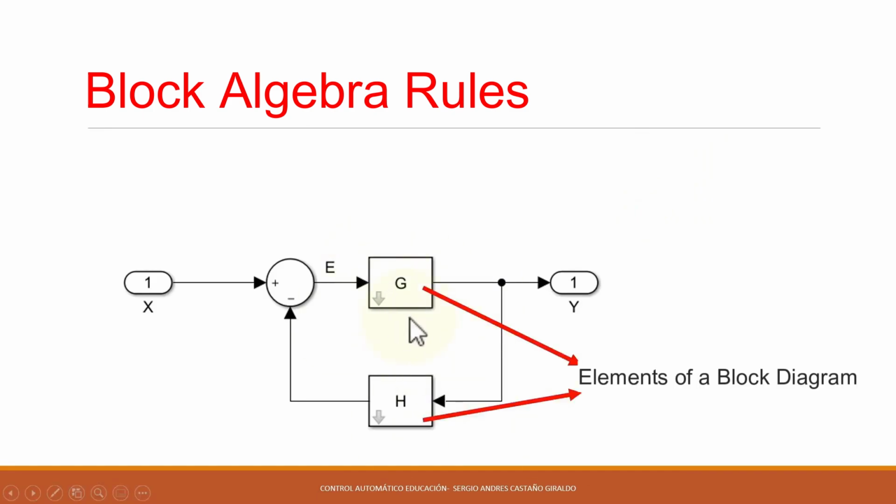First of all, we have the elements known as blocks themselves, in this case block G and block H. We will refer to this as an element of a block diagram in a controlled system. There may be different elements like these, each representing one of the systems in our process.